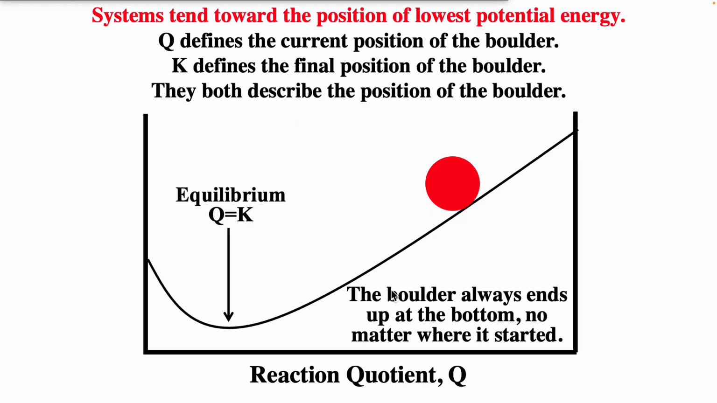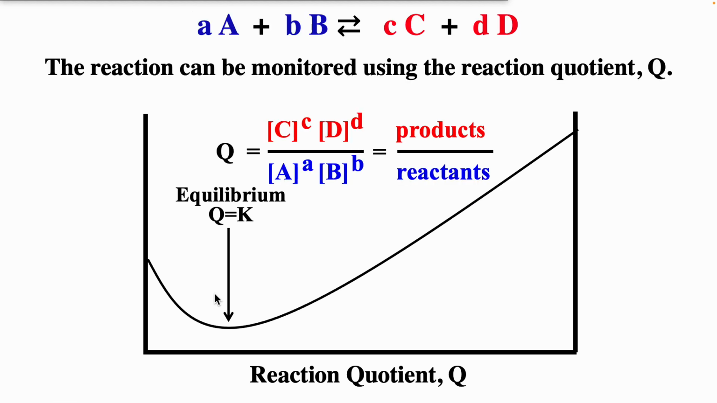Systems tend towards the position of lowest potential energy, the most stable. You can imagine you had a boulder in a valley. Eventually, the boulder will end up at the bottom, the position of lowest potential energy. You can imagine that we're plotting Gibbs free energy, which is chemical potential energy, versus the reaction quotient, which is used to monitor the reaction. Again, the system will always end up at the lowest energy.